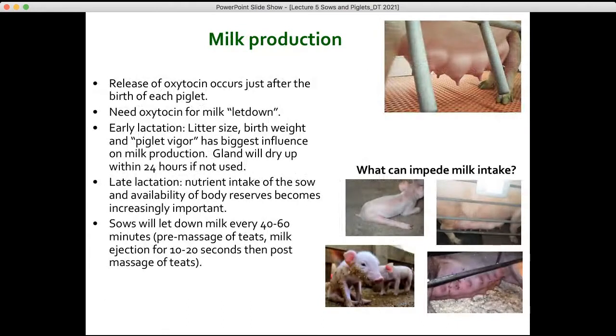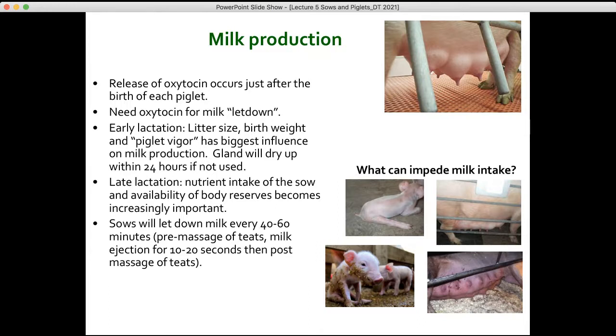Okay, a few points about milk production. So as I said, milk production is associated with the release of oxytocin, and you need this oxytocin for milk letdown. So another thing to remember about pigs is that they're not like cows where you can go up to the teat and just milk it. You need that oxytocin for the milk to be let down.